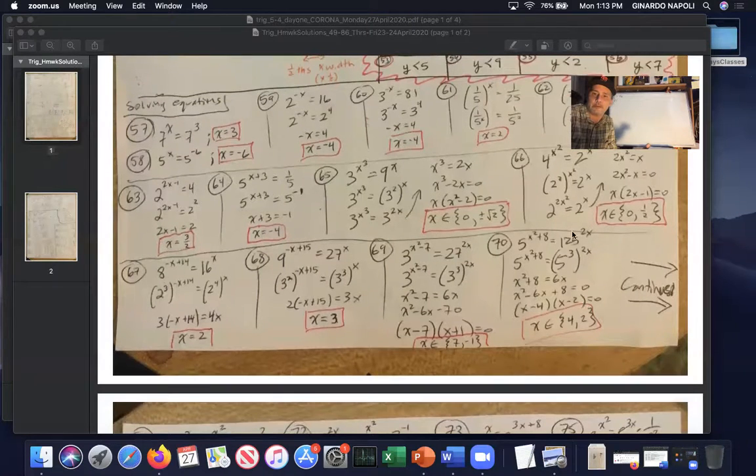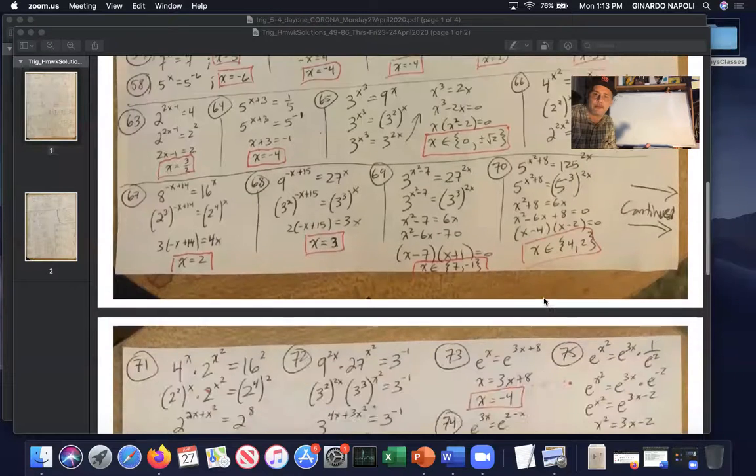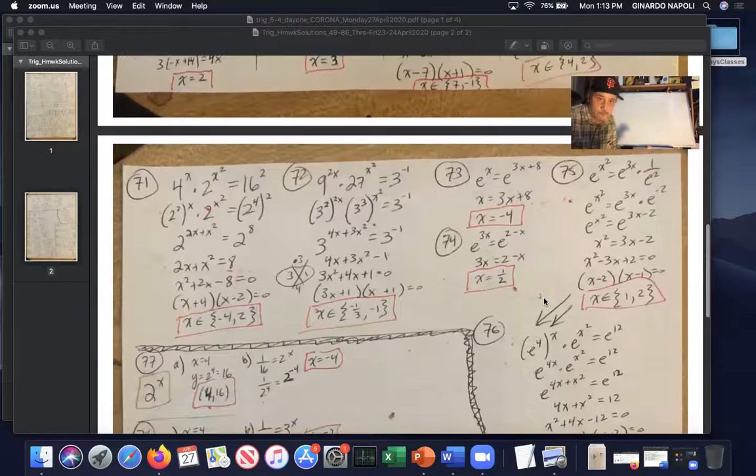Okay, and then the same thing here, right? Okay, and then we get to the rest of them. Now, the rest of them are a little more involved, starting with 71. So you got 4, 2, and 16. So the smallest number to use for a common base would be 2.